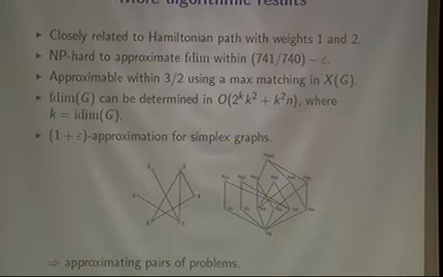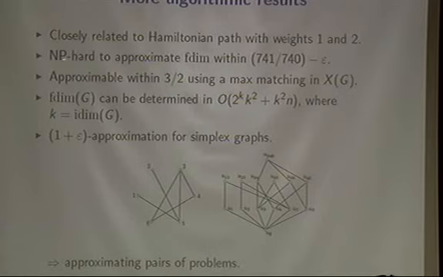Okay. More algorithmic results. As we saw, this problem is closely related to Hamiltonian path. Actually, it is a Hamiltonian path with weights 1 or 2. An edge is there, weight 1, and an edge is not there, weight 2. Hamiltonian path with weights 1 and 2 is a well-studied problem. So you should go to the bibliography, see what is the best you can do there, and see which of those things you can apply here. So that's what we did.